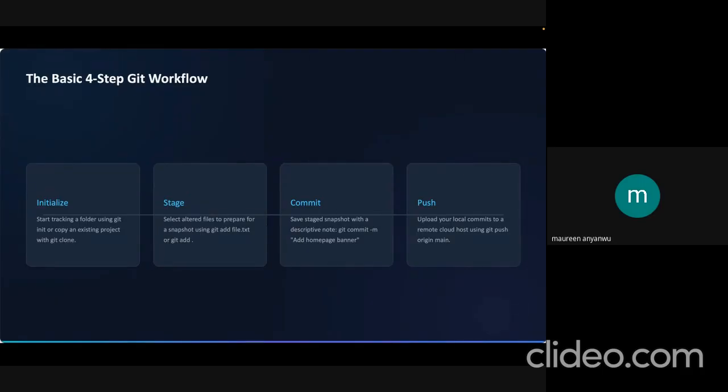So for you to add a file to a staging area, the Git command you use is git add and then the file name, including the extension. So if your file name is index.html, you do git add index.html. In a case where you're working on a very big project, you've made changes to like 50 files, right?